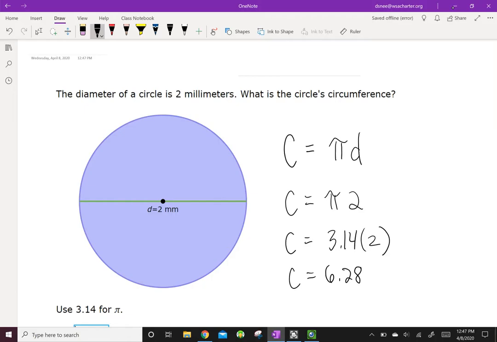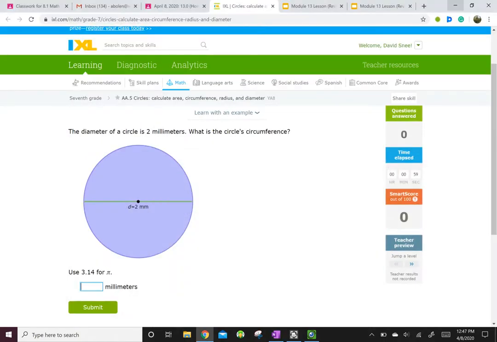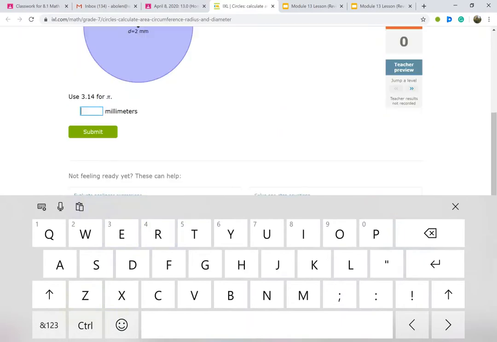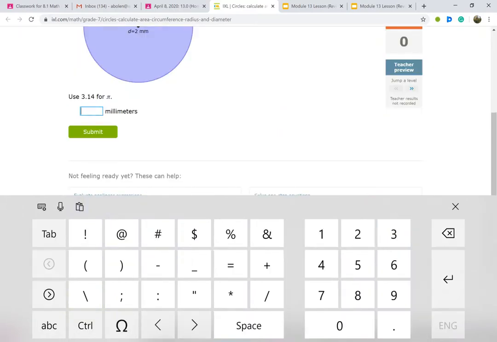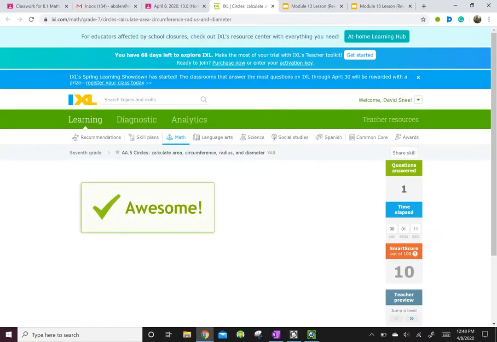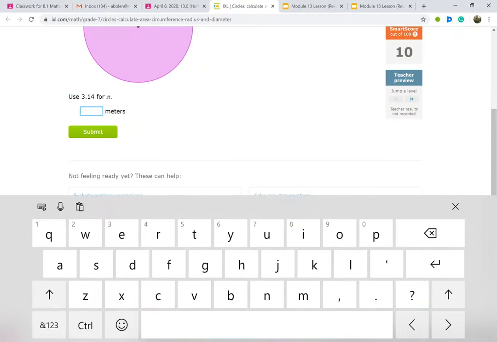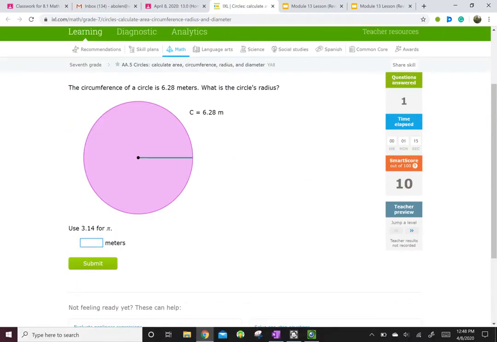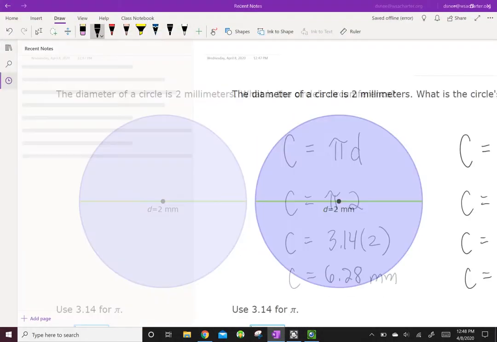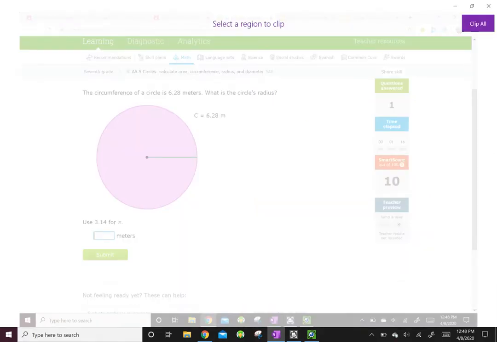That gives me C equals 6.28 millimeters. Then I go back to my IXL right here, and I type in 6.28, and I submit. And we've got that one. The next one says the circumference is 6.28. What's the radius?